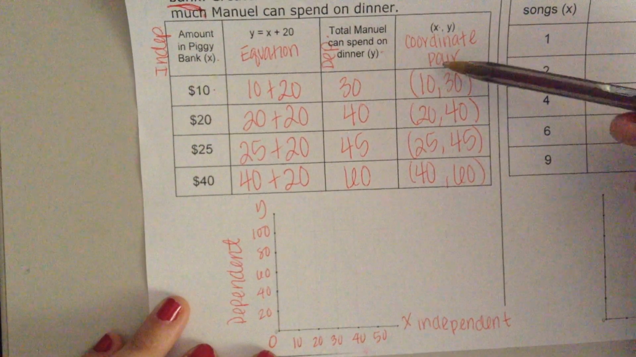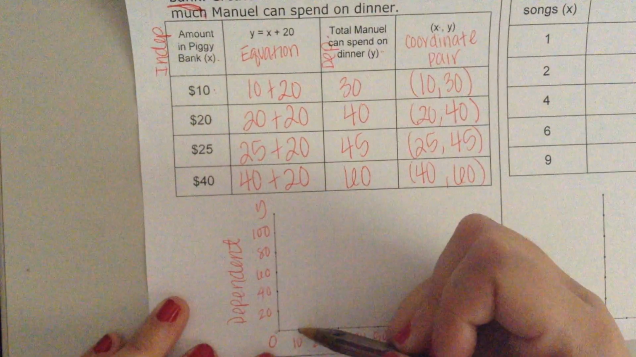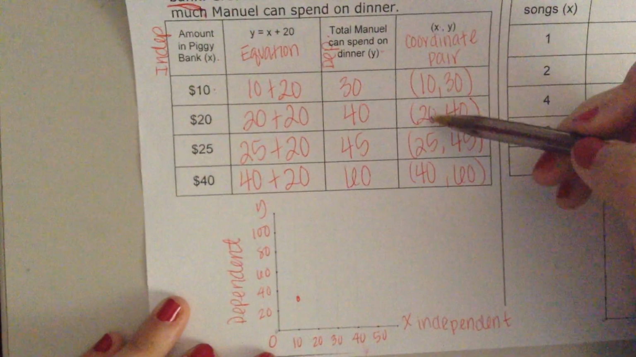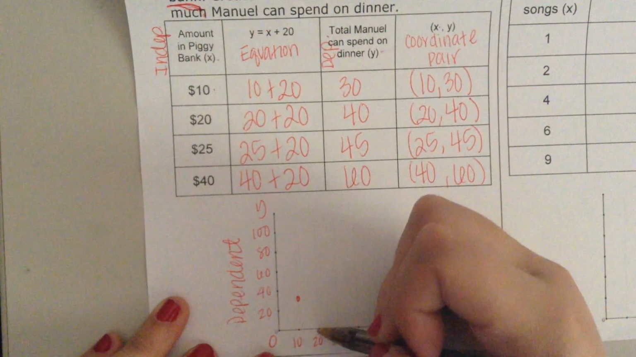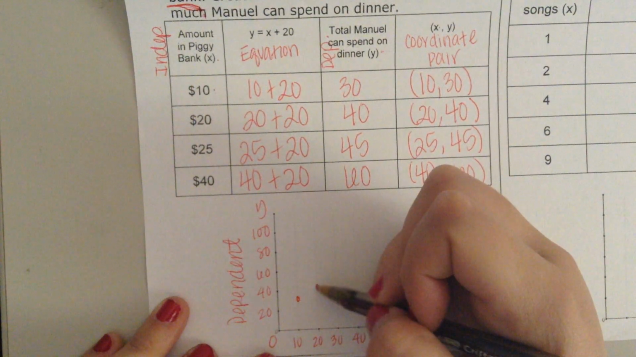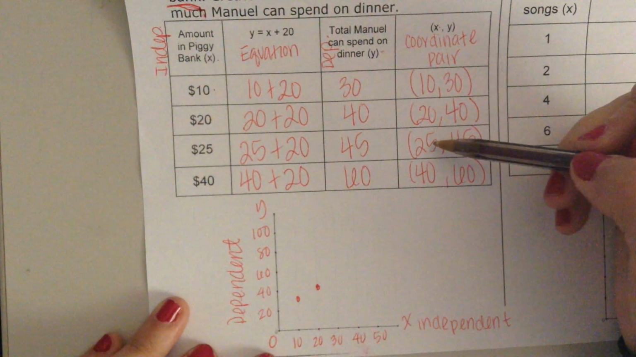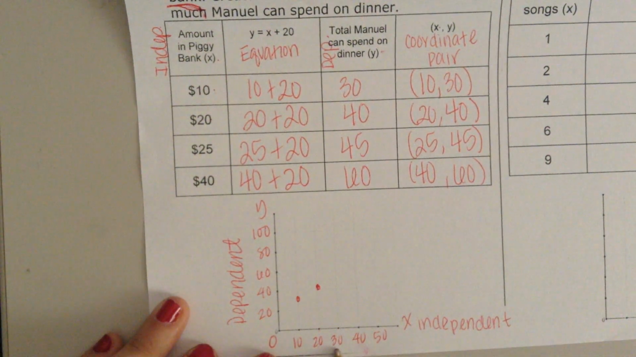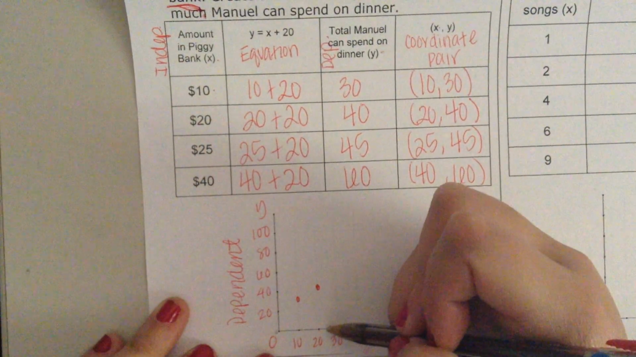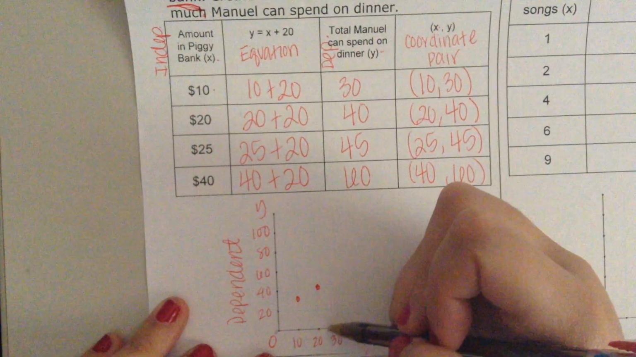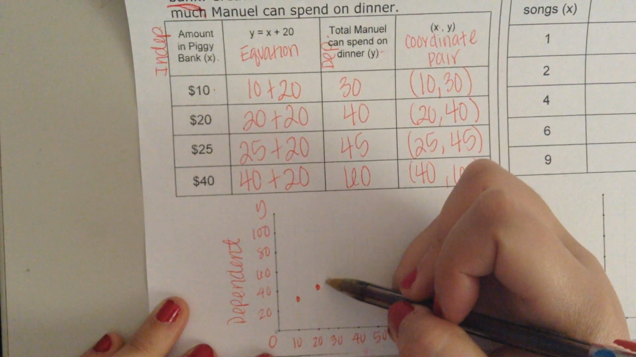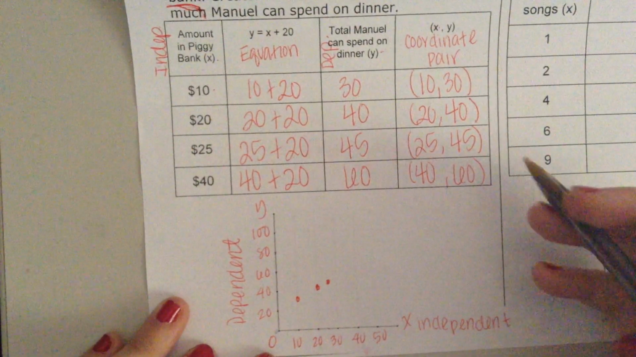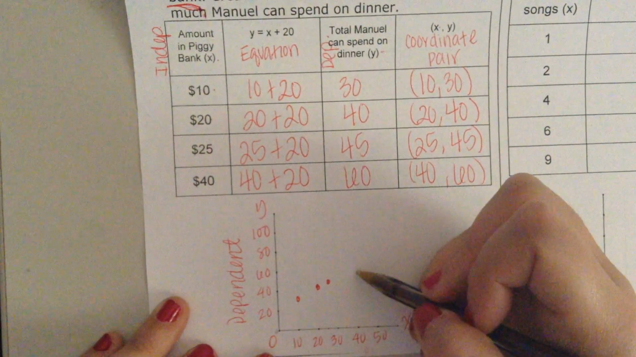Our first point is 10, 30. So I go to 10 and then we're going to go up to 30 right here. Then the second point is 20, 40. So we're going to go to 20 and we're going to go up to 40. Then our third point is 25, 45. So 25 has to be between 20 and 30. So I'm going to go between here and then I'm going to go up to 45, which is here. And the last one is 40, 60. So I'm going to go to 40 and then I'm going to go up to 60.